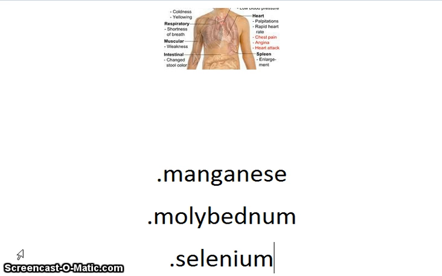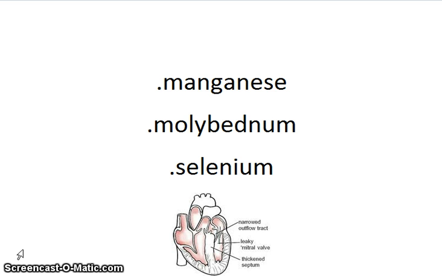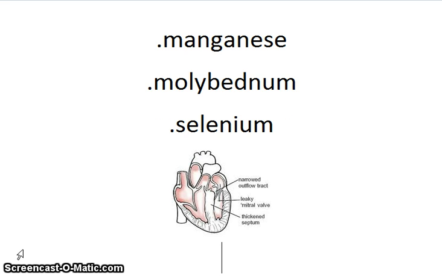And next is molybdenum, whose deficiency primarily causes neurological abnormality of varying origin. And last is selenium. Selenium deficiency basically causes cardiac abnormality such as cardiomyopathy, heart failure, and striated muscle degeneration.